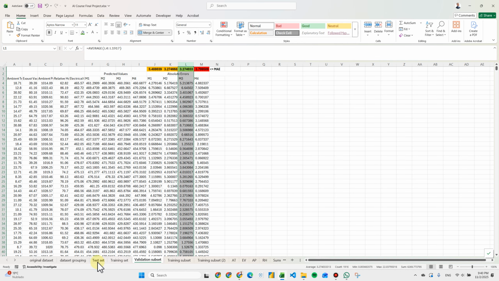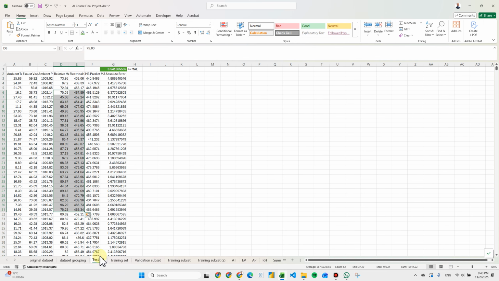Finally, I went back to my test set and ran that model. This is the mean absolute error I got, slightly higher than what I got from my validation subset, but this is the model I decided to use. These are the results I got. Again, I decided to use the mean absolute error because it gives me a number that's very easy to interpret, meaning that my model is usually off by 3.5 megawatts.